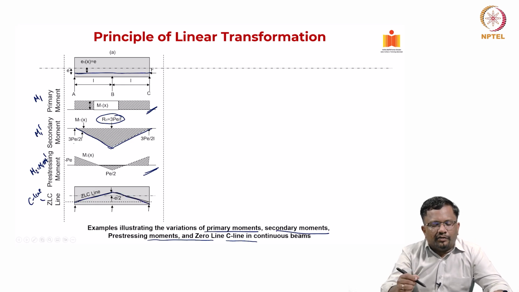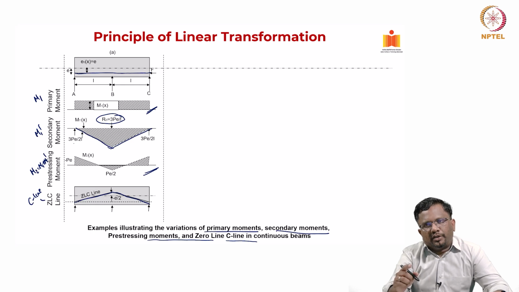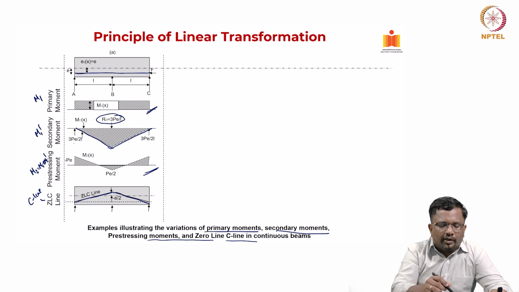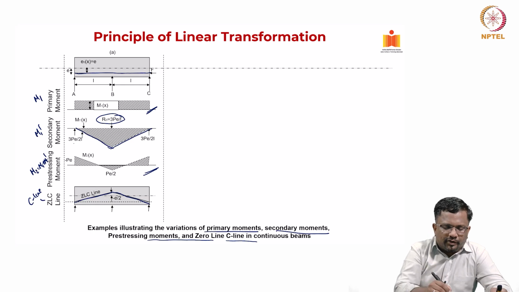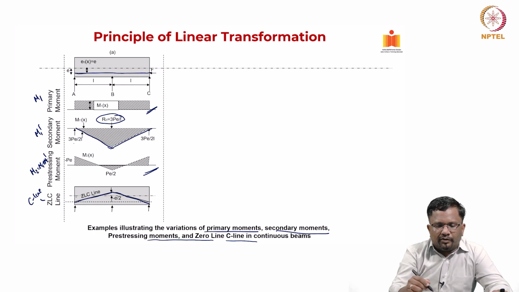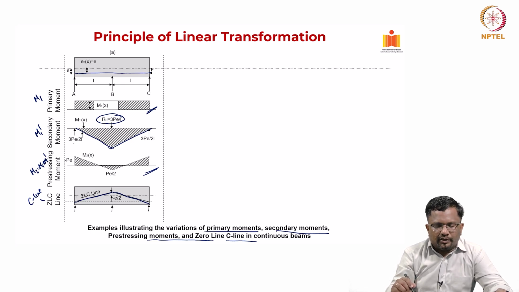I am just dividing the M2 by negative P, because what we have seen in the last lecture also is that the positive eccentricity should produce negative moment. So if I have to take that, then the negative will be divided by the negative P to get eccentricity. So here it will be positive eccentricity, that's what we have. So everywhere you get this, okay. So this is your zero load compression line or C line.